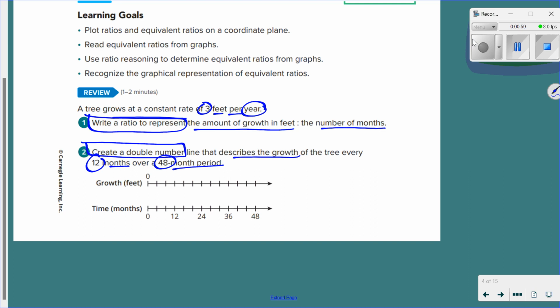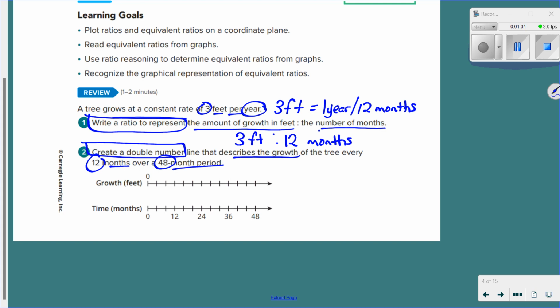All right, so we just talked about it out loud. We were thinking out loud together, and we said if it is 3 feet for 1 year, what do we know about 1 year? It's the same as 12 months, yes? So if they want to know for the number of months, I can say 3 feet for 12 months, because that is the same thing as a year. Make sense?